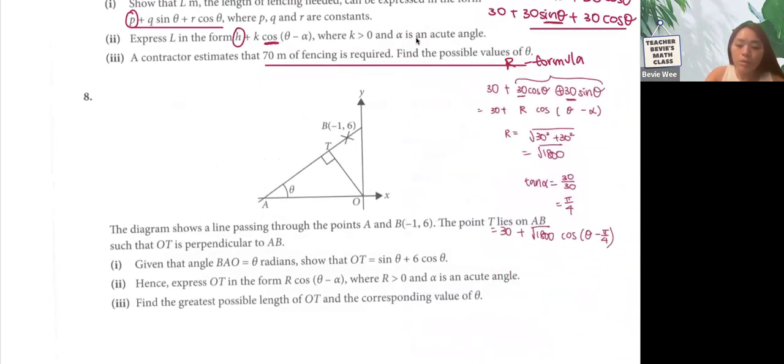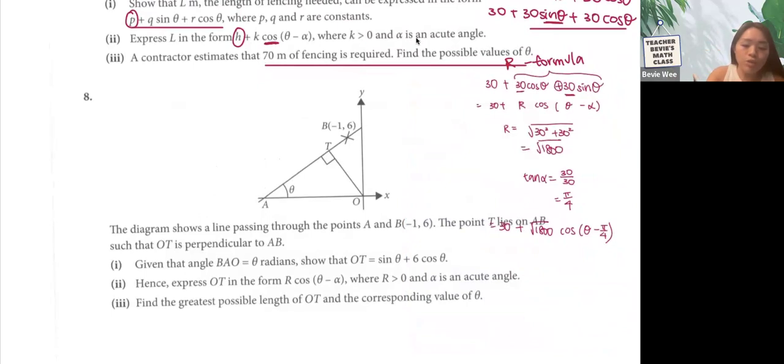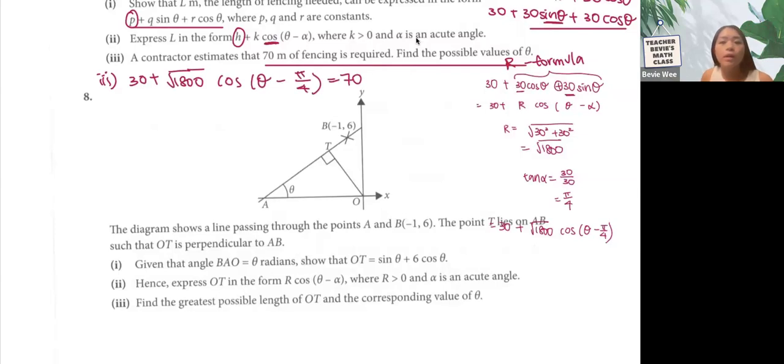Let me make this smaller a bit. All right, so for part 3, I write here, they are trying to tell me that this value that I make into our formula, which is 30 plus root 1800 cos theta minus pi over 4, this is my parameter, equated to 70. Okay, can we do a bit of manipulation first? Because I need to let the cosine portion stand alone.